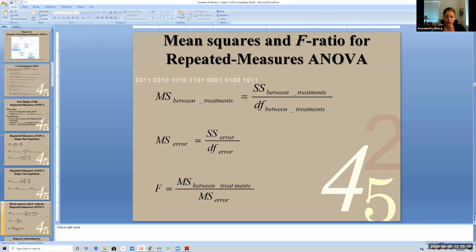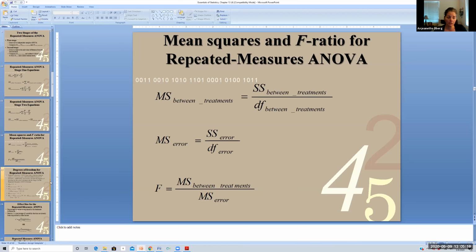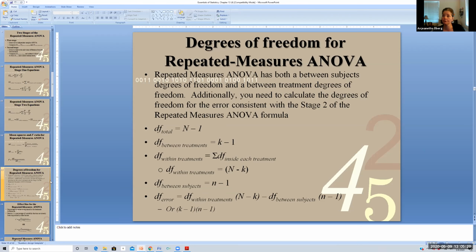Okay. And then you also need to know your formulas for degrees of freedom, which change. You have more degrees of freedom now. You're going to have a degrees of freedom total, between treatments, so between measurement A and B, within treatments, so within measurement A, within measurement B. You're also going to have between subjects, so between individual participants, and then your error. Okay.